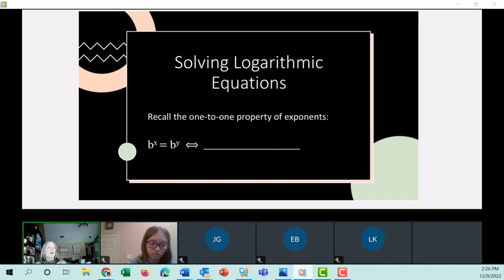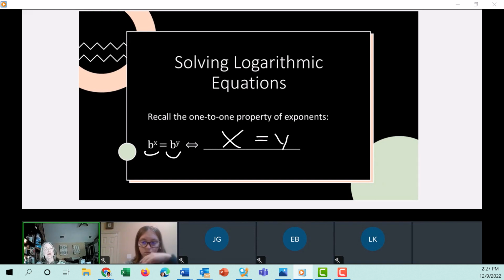Recall the one-to-one property of exponents. If we have the same base and we have different exponents, can you tell me what that means? What does b to the x equal b to the y mean? Any ideas? What that means is, yes, very good, x equals y. So the exponents have to be equal.